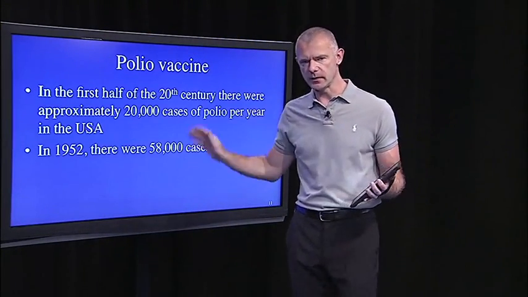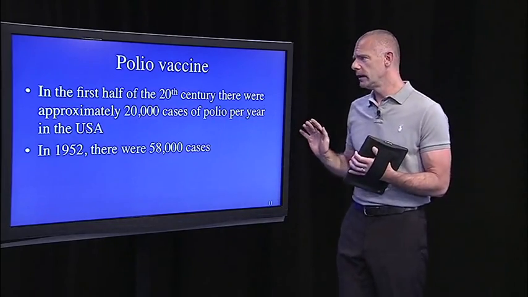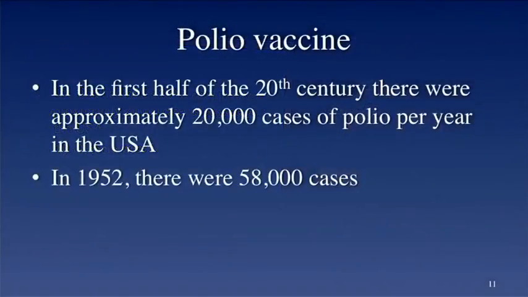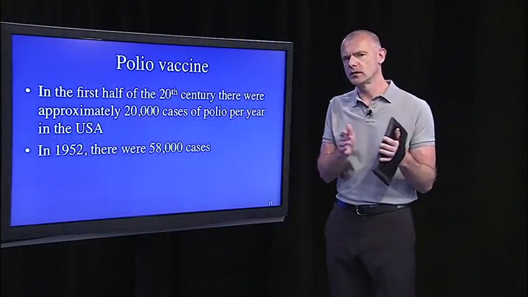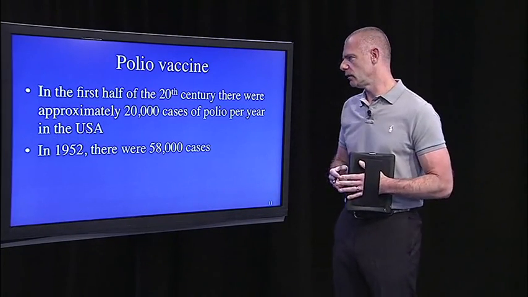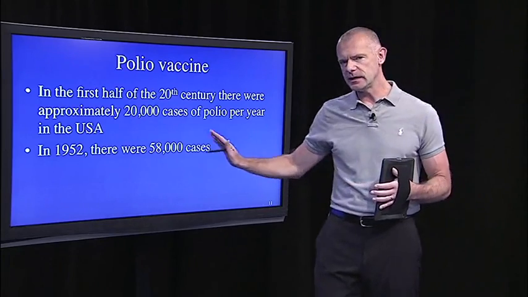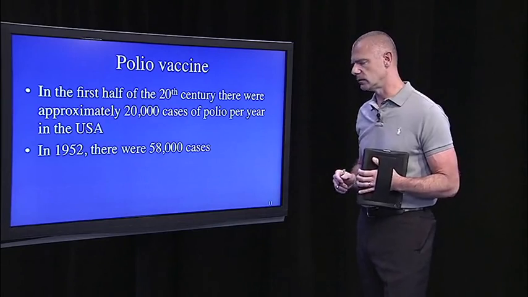Okay, so let's talk about this example in some detail. In the first half of the 20th century, polio was a very scary disease all around the world. And in the US, there were about 20,000 cases per year. It fluctuated a great deal per year. Some years were worse than others. It was a contagious disease, so some years were particularly worse than others. 1952 is a good year to point out: there were 58,000 cases of polio.